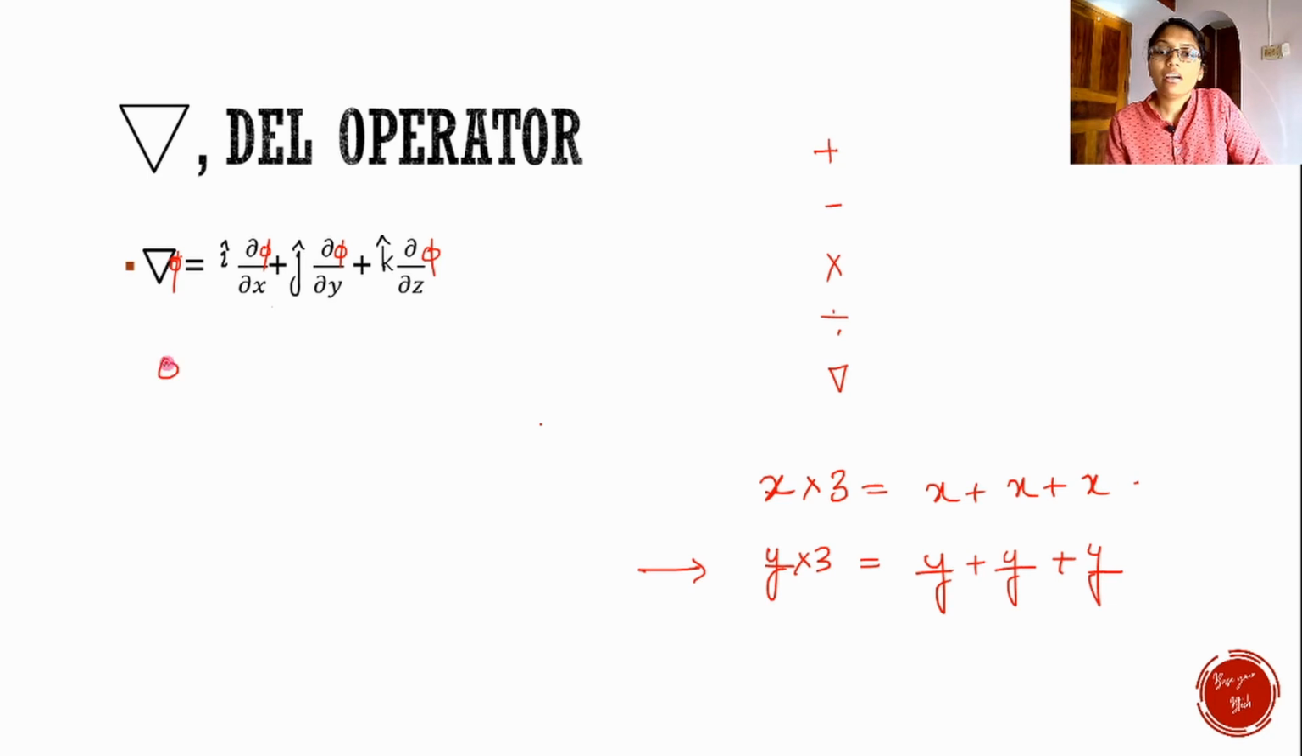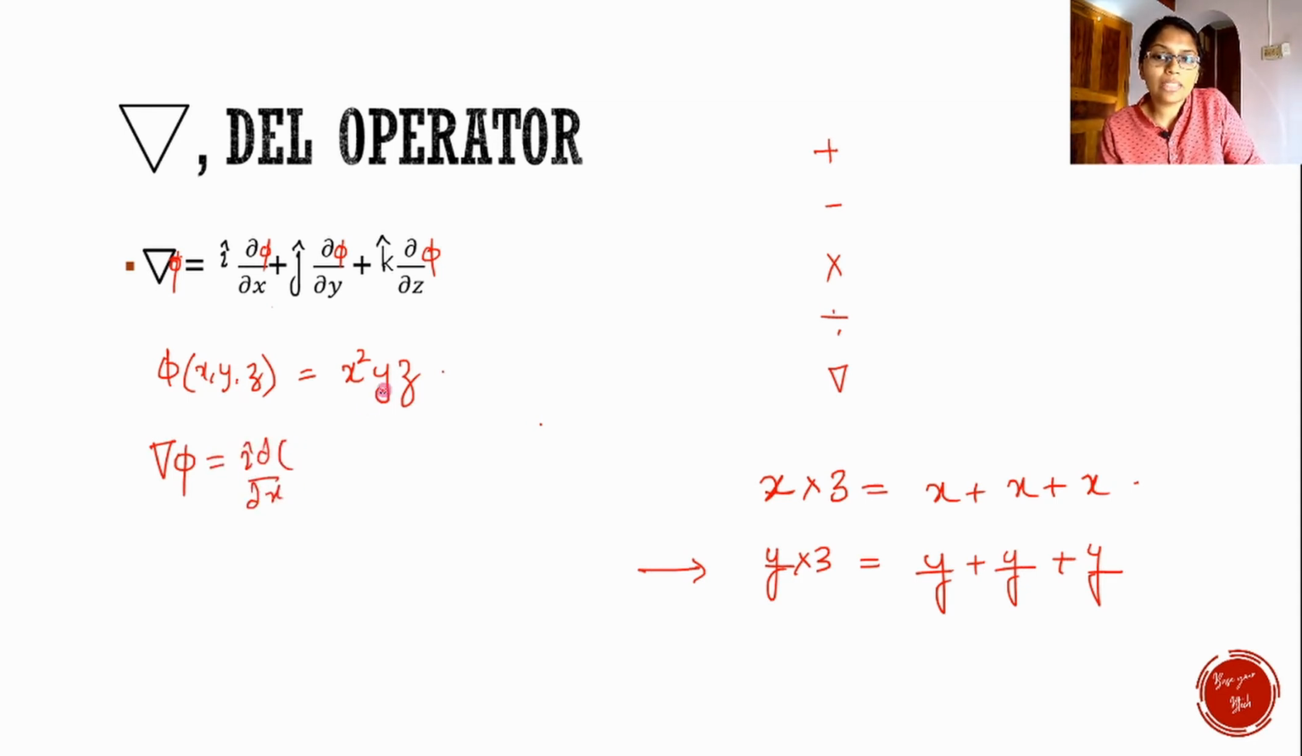Let us take phi as a function in x, y and z. Let us take phi equal to simply x square yz. Okay. Now, how to determine this del phi? Del phi is equal to i dou by dou x of, copy this phi over to here, x square yz, plus j dou by dou y of x square yz plus k dou by dou z of x square yz.